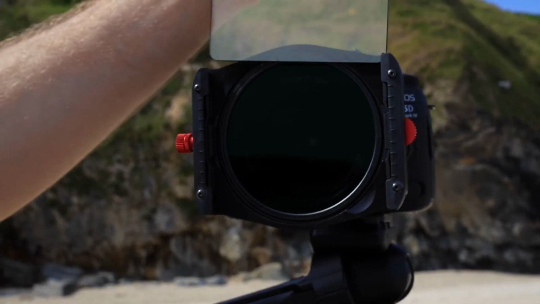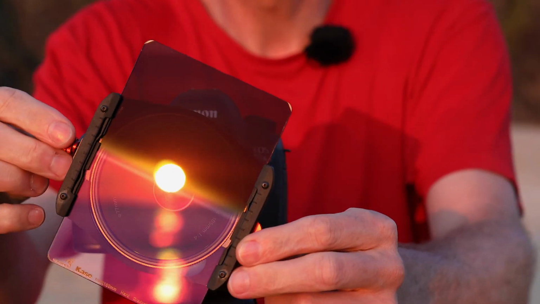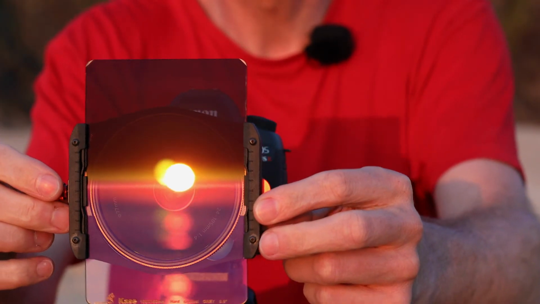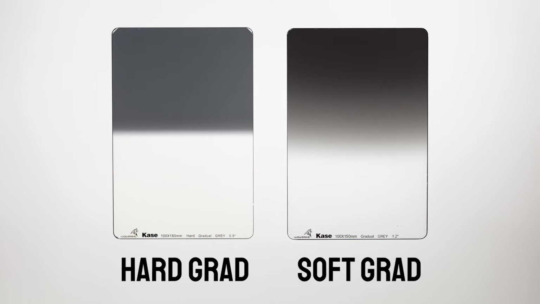ND grads can slide up and down to allow the gradient to be aligned perfectly with the horizon, and they can be angled in case your horizon is not level. They come in different strengths, with the most useful being 2 or 3 stops, but they also come in different gradients too. A hard grad will go from full density to no density very abruptly, whereas a soft grad's gradient will be more subtle over a greater distance.